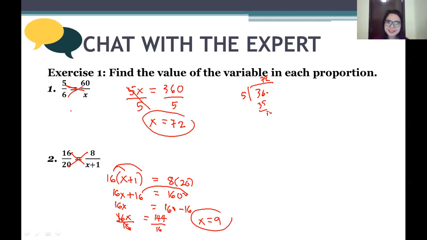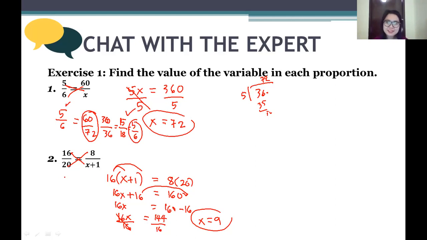You know what? One way to check it is to simplify. Like in number 1, 5 over X is equal to 60 over 72. You can reduce 60 over 72. So you divide both by 2. 30 over 36, right? You can still reduce it. Divide by 2, 15 over 18. Reduce it. Divide by 3, 5 over 6. They are now the same as the other side.